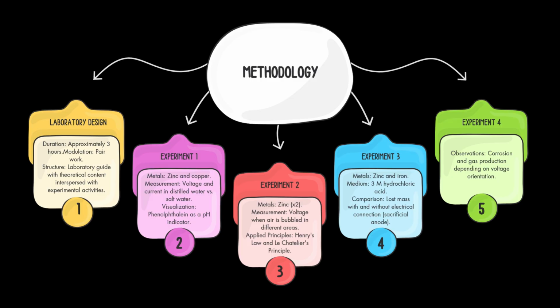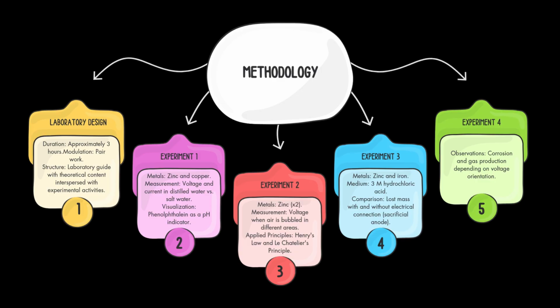Students connect the battery terminals to the metals and observe the effects on corrosion. Depending on the current direction, one metal is protected while the other corrodes faster. Gas bubbles are also observed, produced by the reduction of water at the cathode.